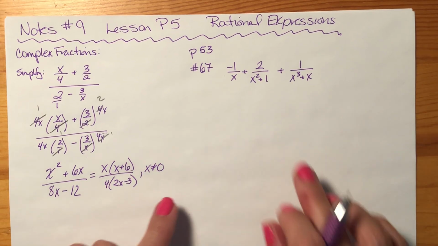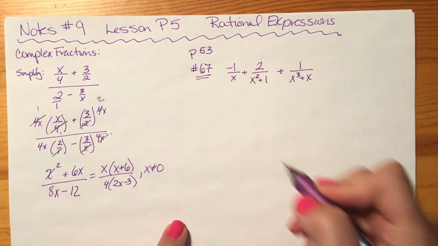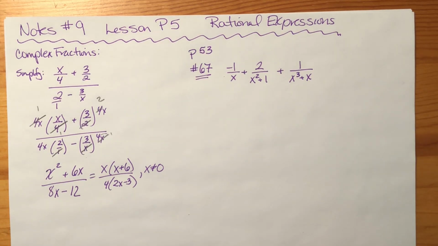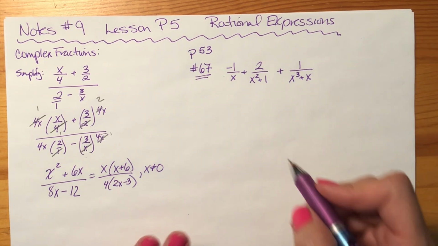Okay. Second problem we want to do today is number 67. This one's from your textbook. Stare at the problem, let it talk to you. Notice you've got 3 fractions, 3 totally different denominators. Or are they different? Are those denominators really different?